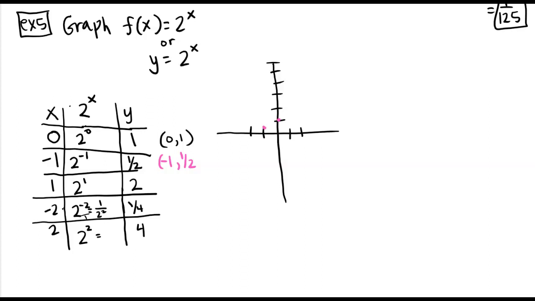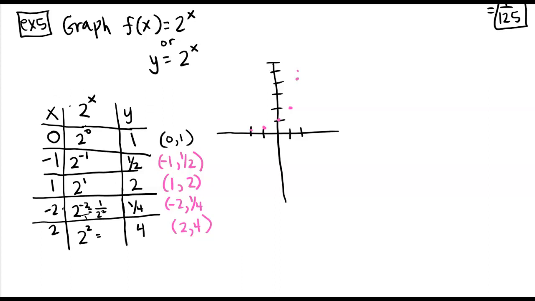And on your homework, you're not going to be able to graph something with halves and stuff, so I'm going to show you what you're going to need to do on this. But for the sake of this, that's just where that would be. Our next point would be 1, 2. So over 1, up 2. And then -2, positive 1/4. So over -2, up 1/4. And then 2, 4. Over 2, up 4.